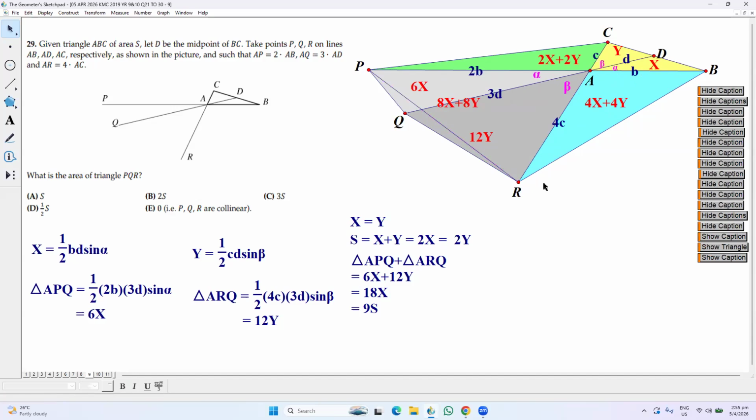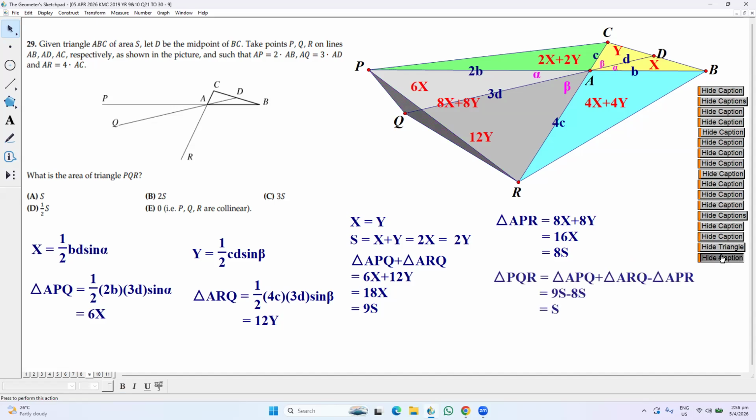So we know APQ and AQR is slightly bigger. This one is 8x plus 8y, so 16x, 8S. So our triangle is the extra area, subtract 9S minus 8S. Answer is S.